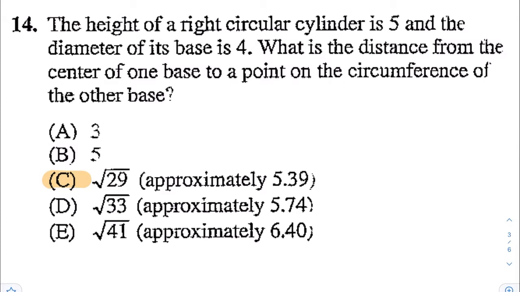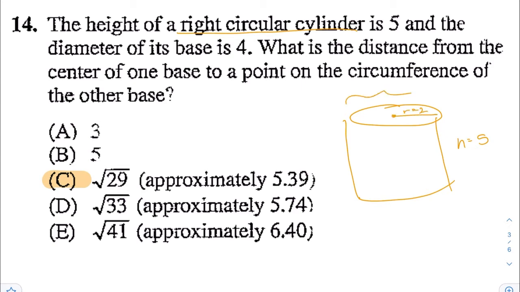Next, for number 14, the height of a right circular cylinder is 5 and the diameter of its base is 4. What is the distance from the center of one base to a point on the circumference on the other base? So first you have to draw a right circular cylinder. It's just your can. And height's equal to 5. And the diameter of its base is 4, which means that the radius has to be half of that, which is 2.